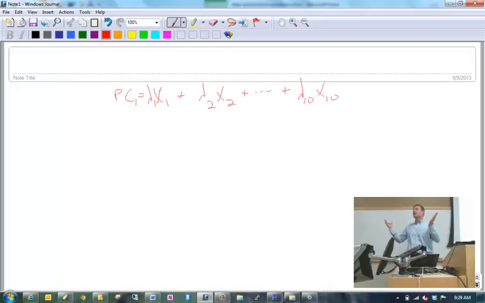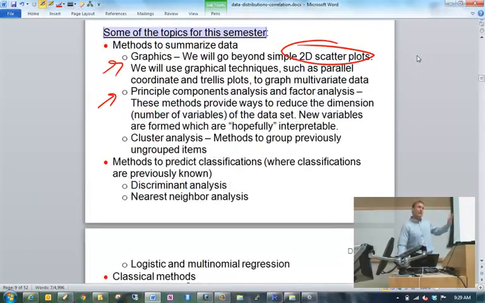But maybe one linear combination is not enough. Maybe instead, I have to do a second one. So I take a second linear combination. And these linear combinations that you'll see are chosen in a certain way that maximizes the amount of information that we can get from the data. Maybe I can just go with 2 linear combinations and hopefully make sense of essentially a 10-variable data set. Factor analysis does something very similar but not quite in the same way.